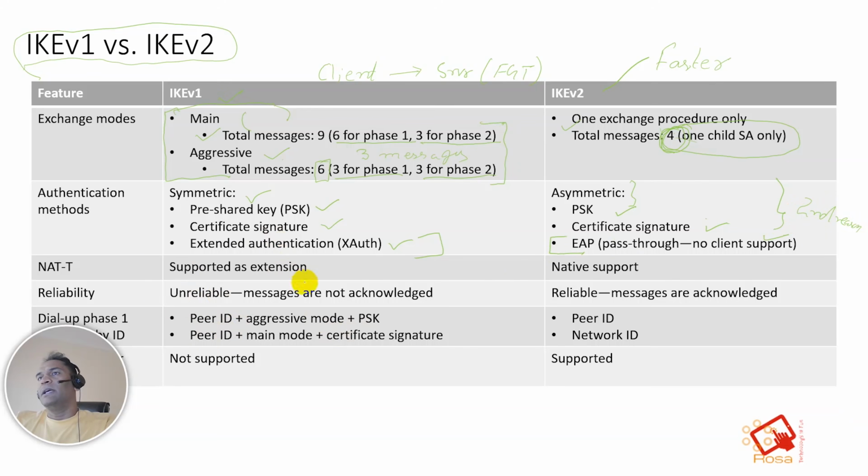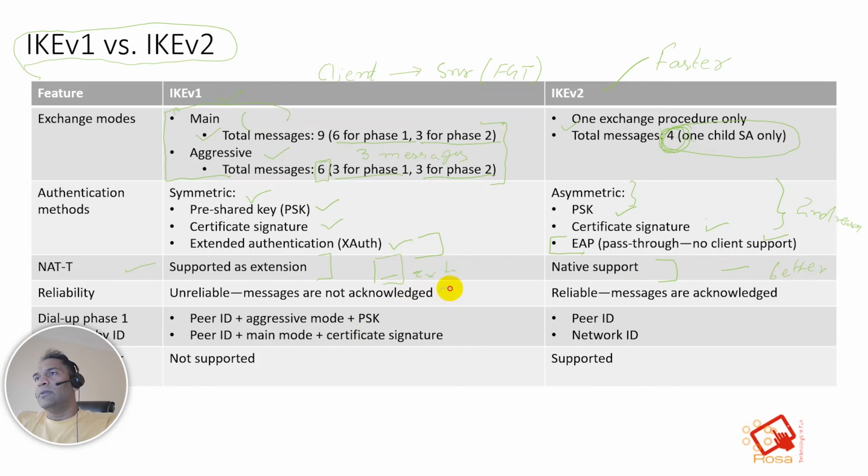Earlier it was XAuth. NAT traversal: under IKE V1, this is supported as an extension. Extension means, when you take the debugs, it is not part of the protocol itself, but it is an added extension. But NAT-T is part of the protocol, part of IKE V2, and it's not an extension to the protocol. So this also makes it better.